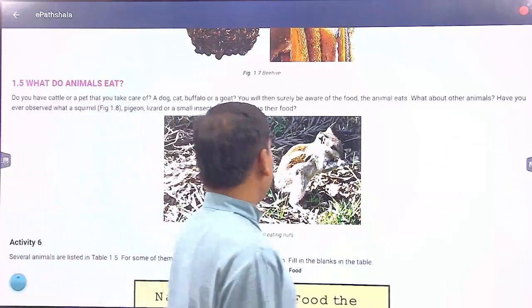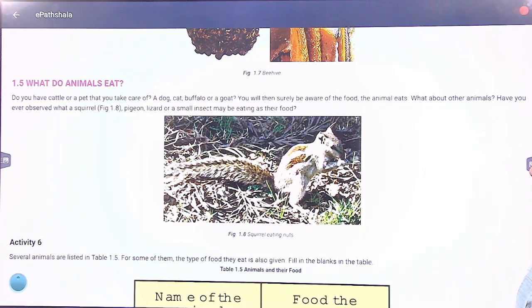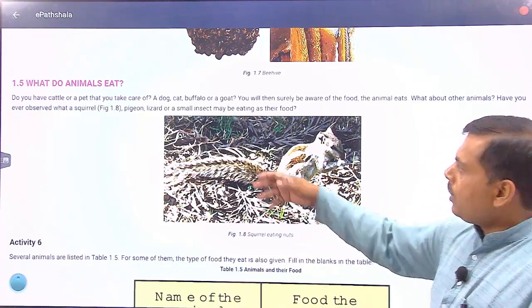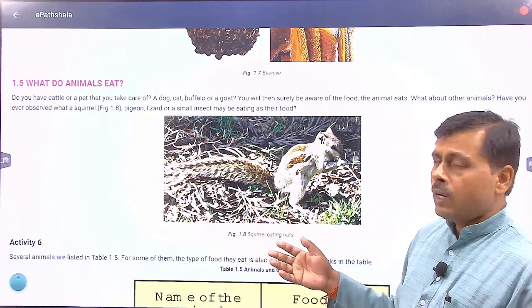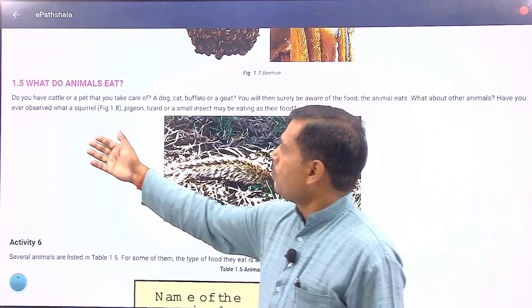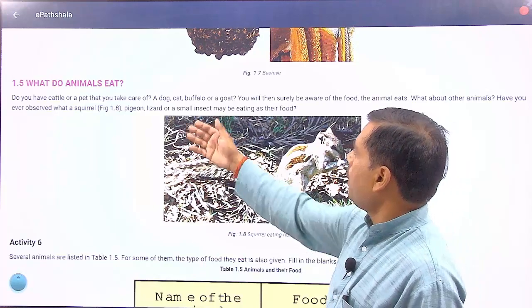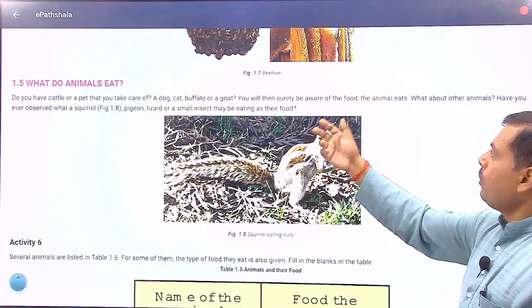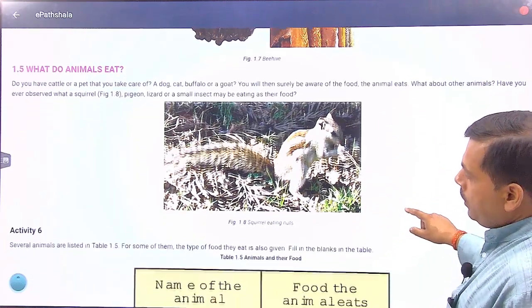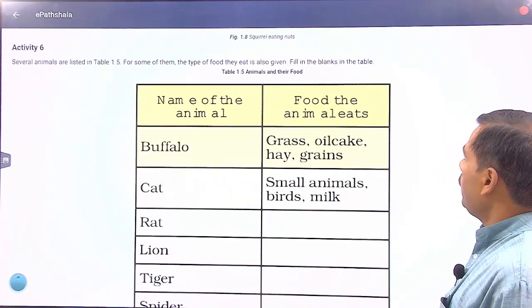And the last point of this chapter is: what do animals eat? Squirrels eat nuts. There are various types of animals, categorized on the basis of what they eat. Do you have cattle or a pet that you take care of, such as a dog, cat, buffalo or goat? You will then surely be aware of the food the animal eats. Here are some activities: the names of animals and the food of the animals.